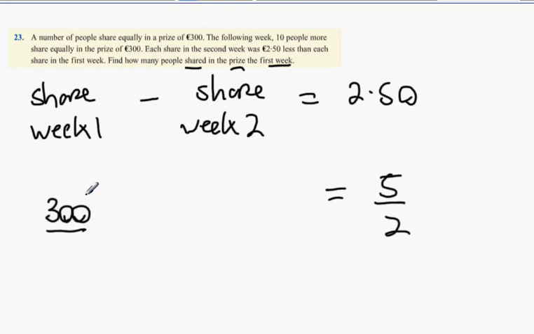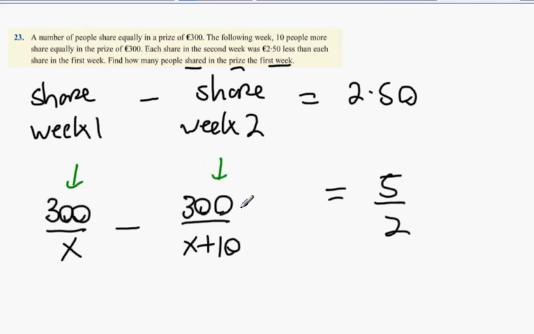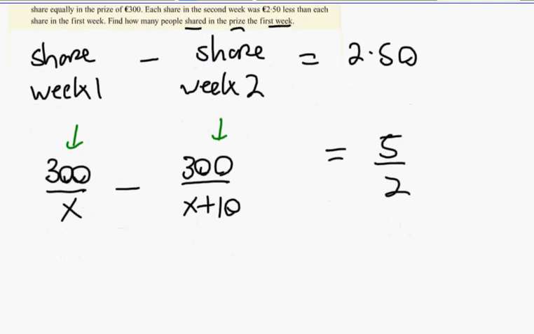Sorry, €300 divided by x people: x people in the first week, €300 in the second week, and there are 10 more people. If you're sharing among 10 more people, it makes each share a smaller number. This means that 300 over x is the bigger number, and 300 over x plus 10 is the smaller number. Now, do your 3 lines: up, across, and over, right?